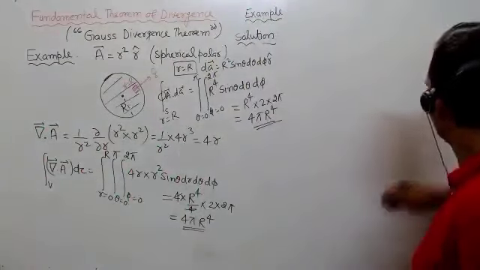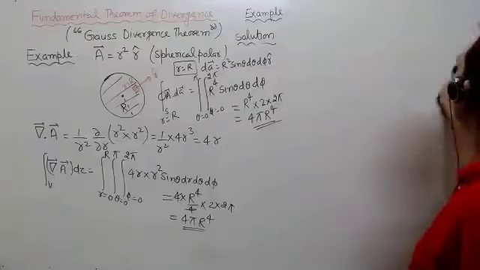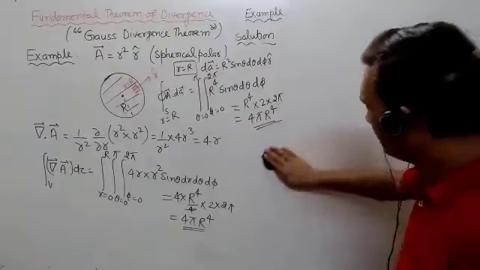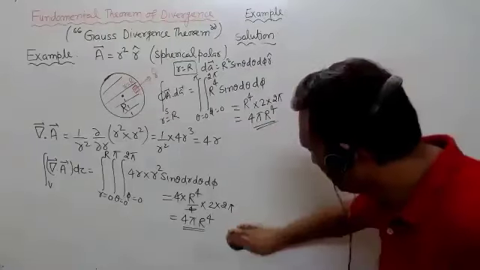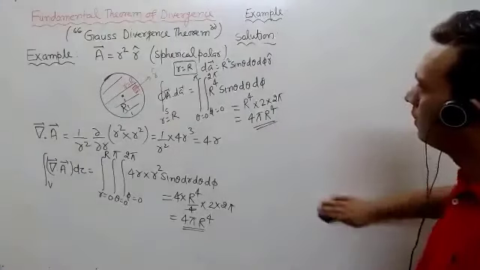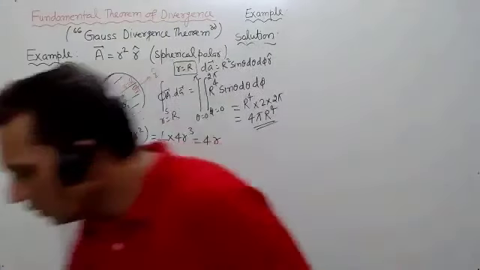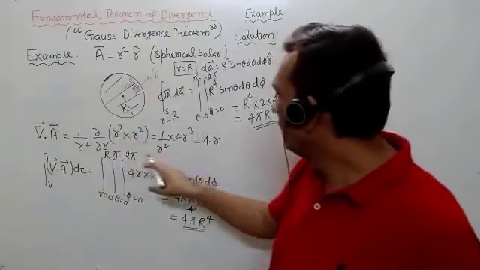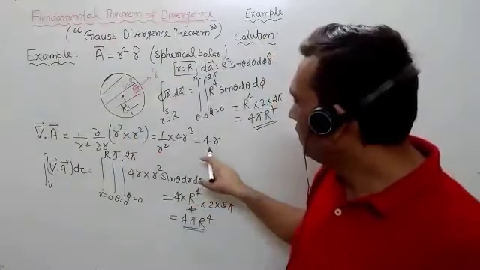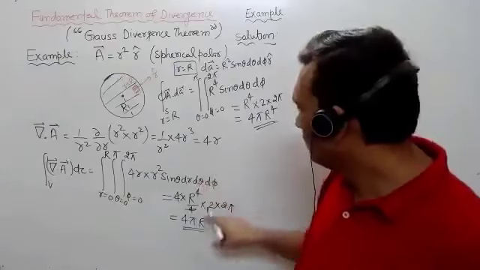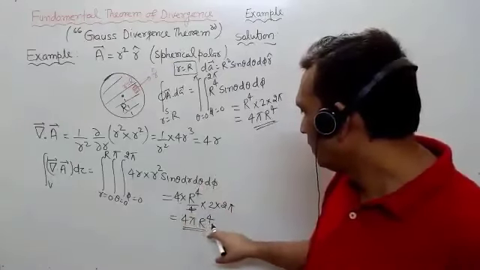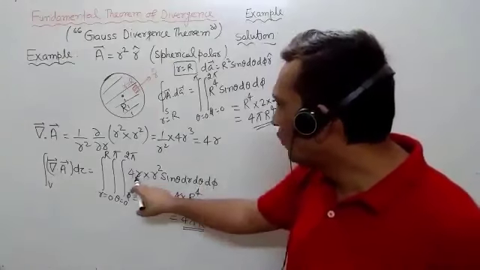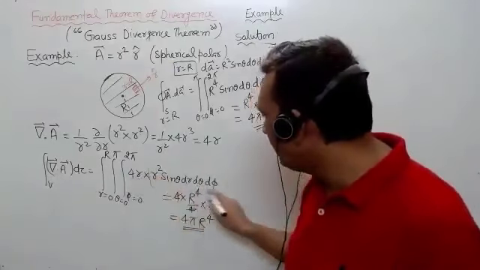Sir, one minute, sir. Yes. Sir, in the volume integral, 4r into r squared sin theta, how do we get the r squared sin theta in the volume integral? Yes, this one. 4r into r squared sin theta dr d theta d phi, this is the volume integral.